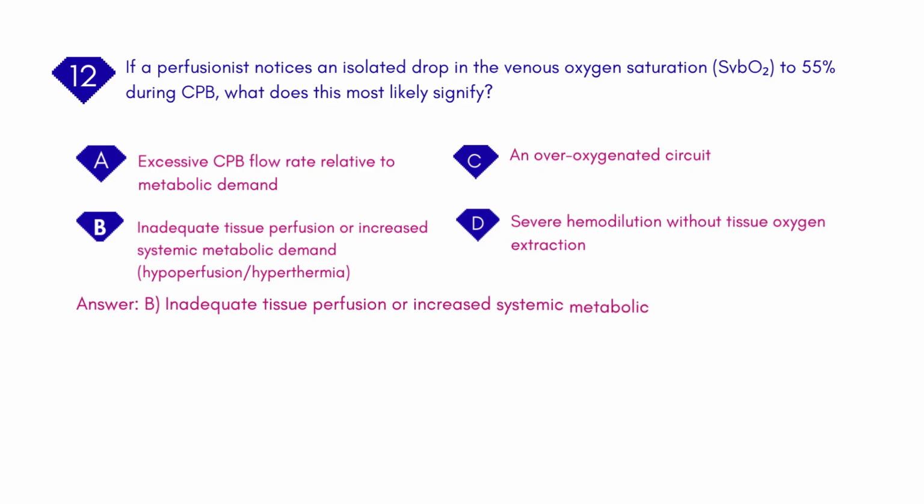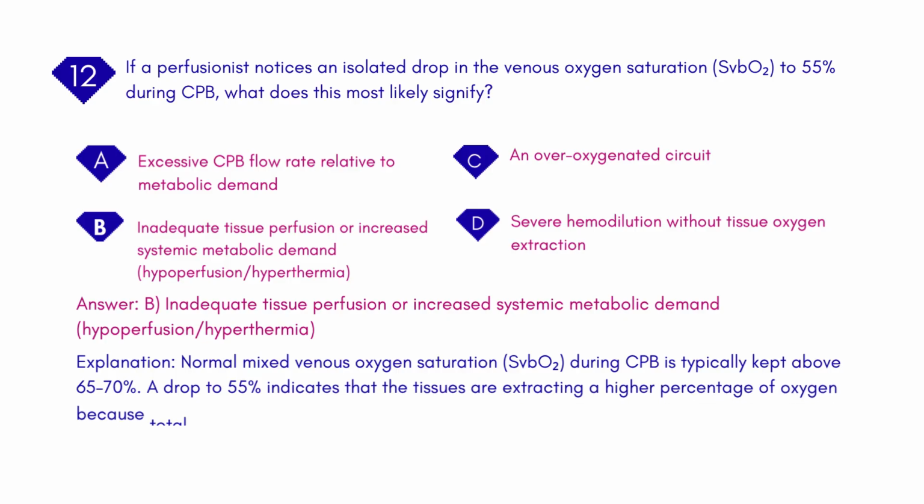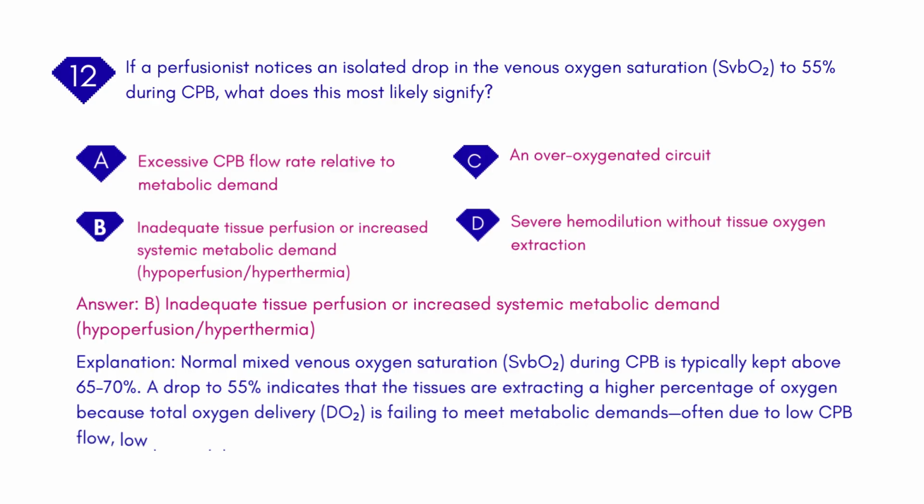Answer: B. Inadequate tissue perfusion or increased systemic metabolic demand, hypoperfusion/hyperthermia. Explanation: normal mixed venous oxygen saturation, SvO2, during CPB is typically kept above 65 to 70%. A drop to 55% indicates that the tissues are extracting a higher percentage of oxygen because total oxygen delivery is failing to meet metabolic demands, often due to low CPB flow, low hemoglobin, or inadequate anesthesia/muscle relaxation.